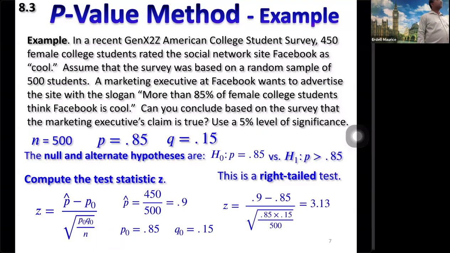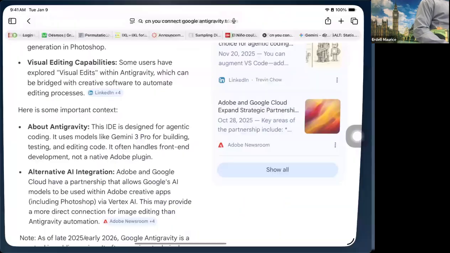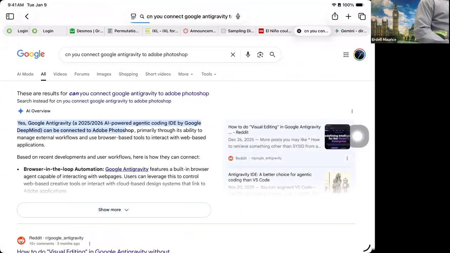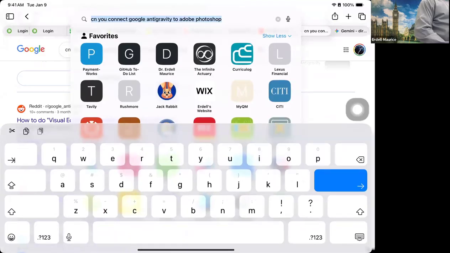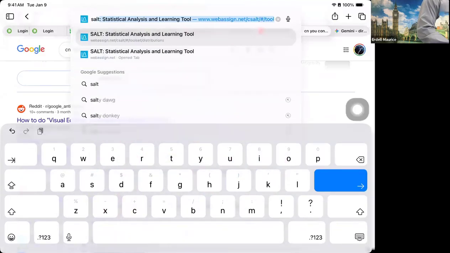Questions there? All right. So let's go ahead and do the rest of the problem in SALT. So let's go find our best friend in the whole wide world, Mr. Salt. Mr. Salt. Turn me over.